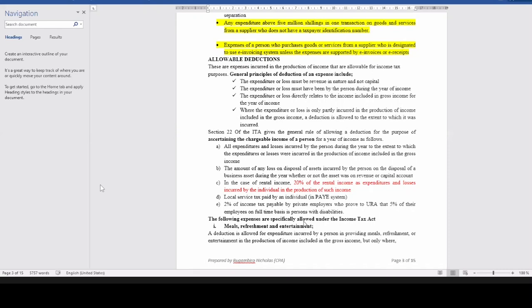Now on that tax payable, it's 2% of that tax payable, provided it's by private employers who prove to URA that 5% of their employees are employed on a full-time basis and are people with disability. They will allow it to you. So you get 2% of the tax you should have paid to URA. You go back and again recompute tax payable. It's an allowable deduction. So you realize you first have to compute the total tax that should be paid. I've overemphasized that. I hope, guys, you're okay.